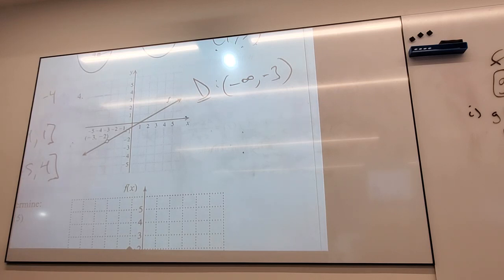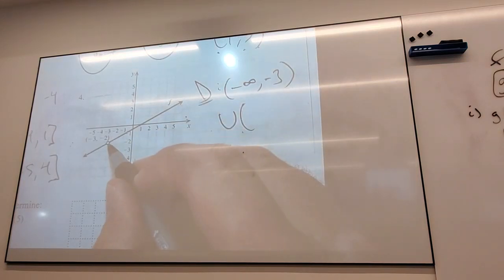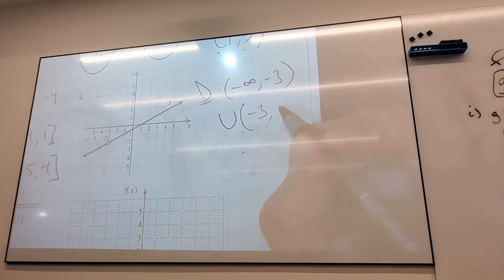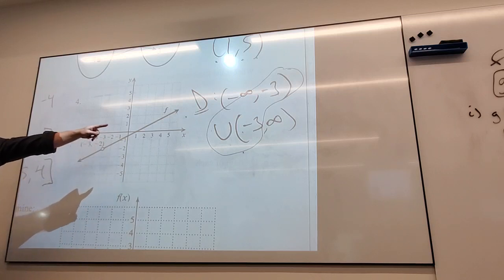But doesn't it go further? Yes. Does anyone remember the symbol we can put in there that means or, and then I can pick up again from negative 3 up to infinity. So I always just think of this as saying skip. That just says skip negative 3. Does that look familiar to anybody?